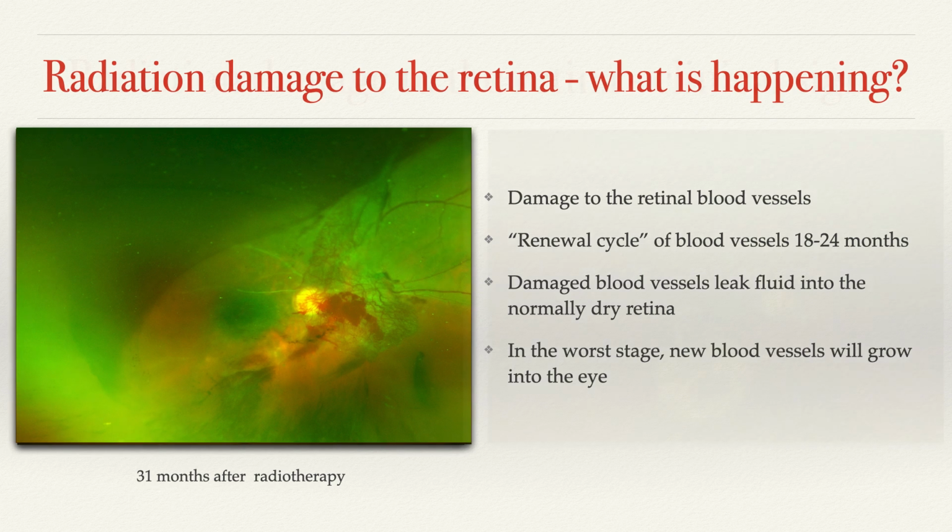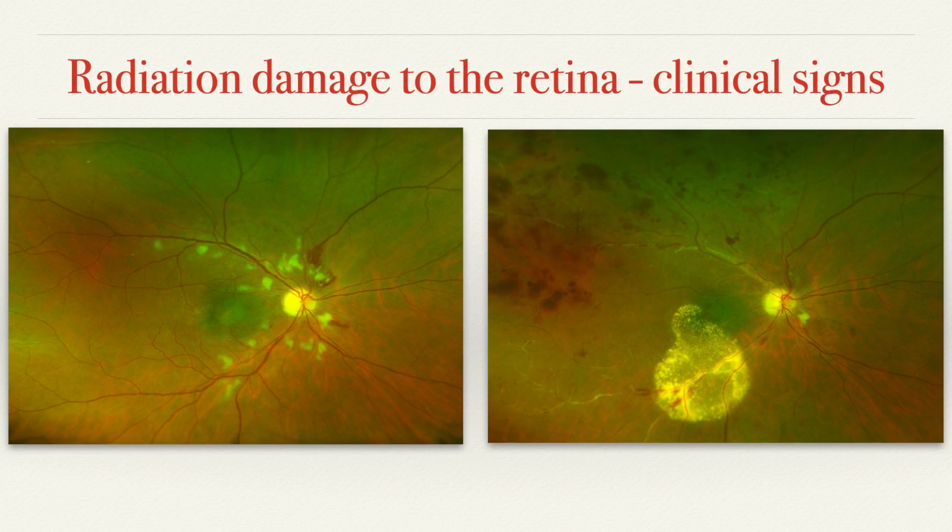So what are the clinical signs? What may you hear from us when you come for follow-up following the radiotherapy? The early signs are hemorrhages, or little bleedings into the retina. They're not significant. They don't cause any harm. They're just a sign for us to say, oh, there's some radiation damage. So there's not much we need to do about that. It's just a clinical sign.